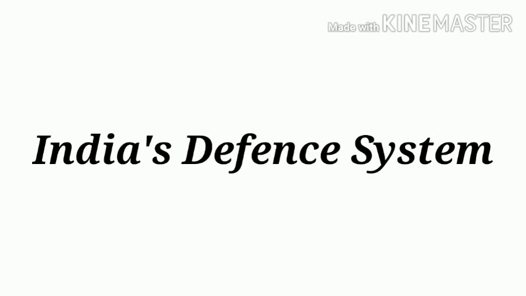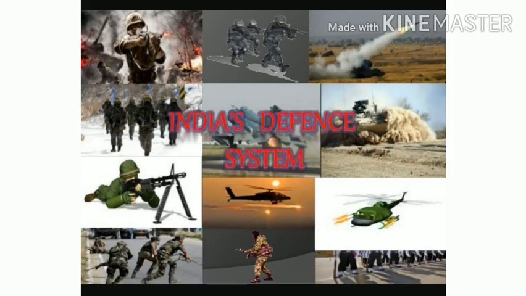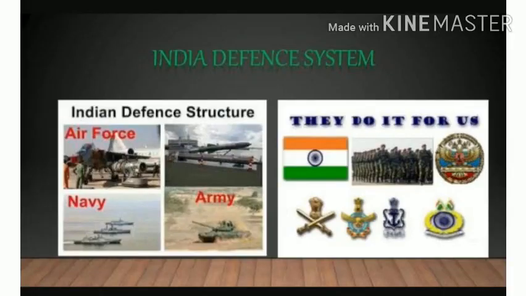Today we are going to start with political science chapter number 3, India's defense system. Every country needs to protect its citizens, and to protect them it needs the help of the army, the navy, and the air force. The army, the navy, the air force, the police, and other paramilitary forces are very important, and together they make up the defense system. So it is very important for a country to have a strong army, a strong navy, and a strong force, so they can protect the country from external threats. So the defense system is very important, and today we are going to study India's defense system.